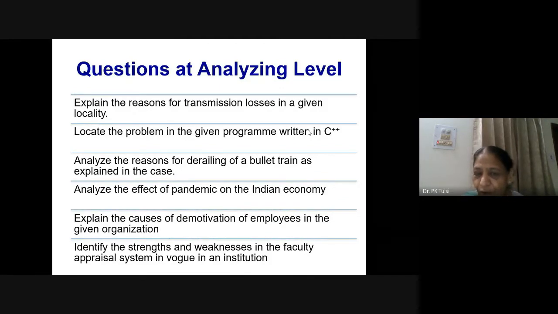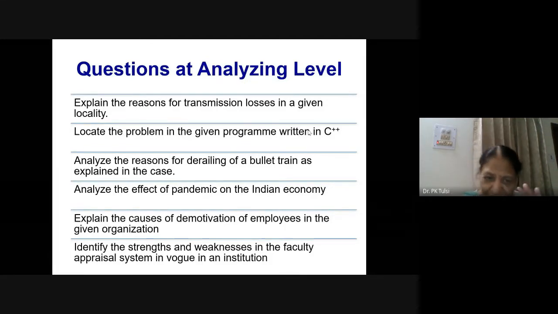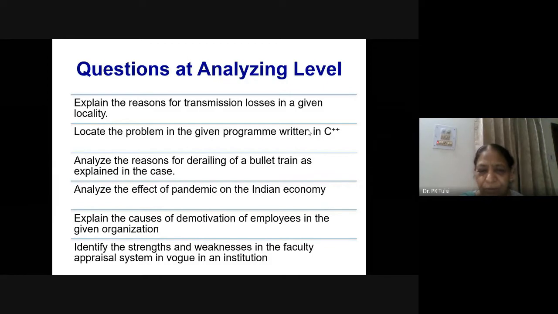Analyze the reasons for derailing of a bullet train. Or maybe analyze the reasons for crash of a helicopter. As we have seen, there is a case which is available, a recent incident, and you have picked up the case, you have built up the scenario, and the student is asked to analyze the reason. So you are omitting the probable reasons which are included in cases when they are published or when they appear in the newspaper, but you are only explaining the context in which that happened.